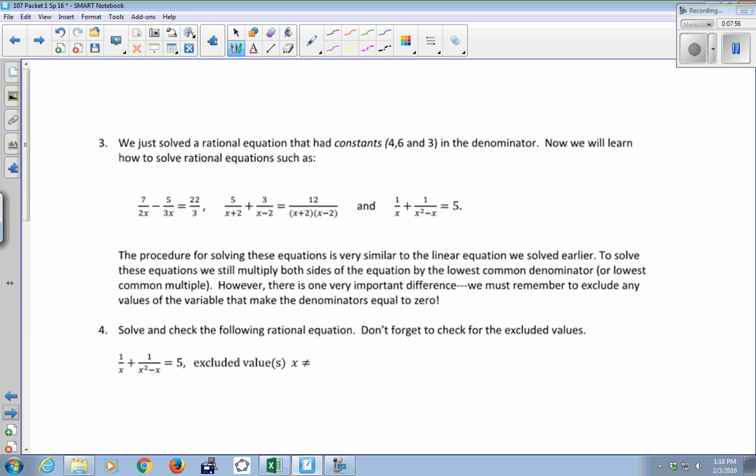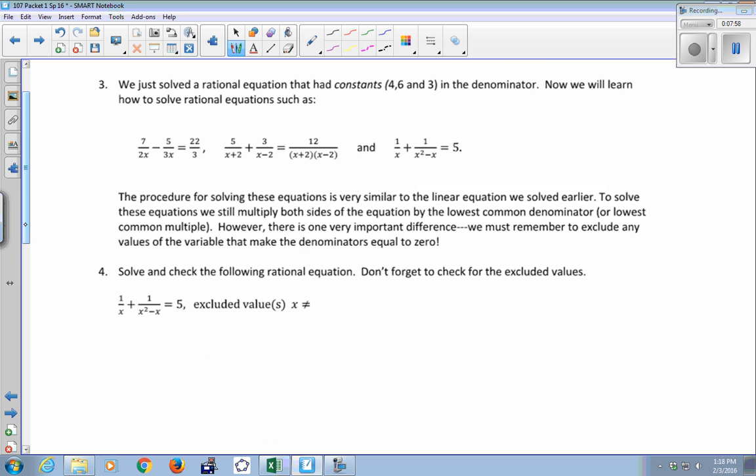Okay, so we just solved what's called a rational equation. That's just an equation that has fractions in it. But my denominators were just constants, 4, 6, and 3. They were just regular old numbers. So the rest of today's class, we're going to be dealing with rational equations where the denominators aren't just numbers, but they are expressions involving x. So the procedure for solving them is very similar to the one we just did. You still have to come up with the lowest common denominator, give everything the same denominator, and then get rid of it.